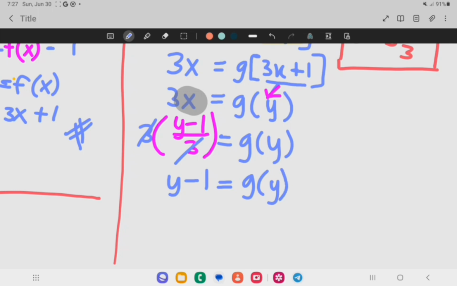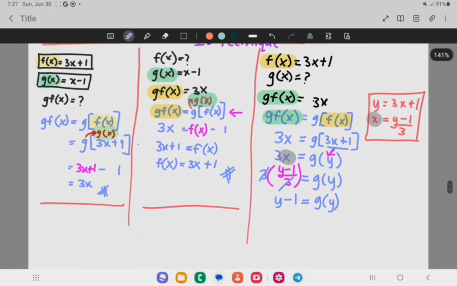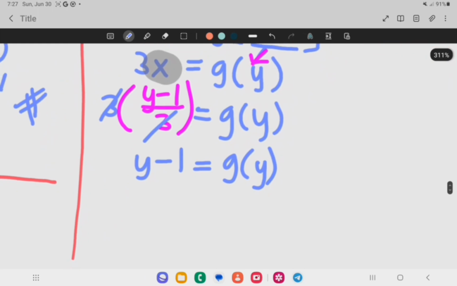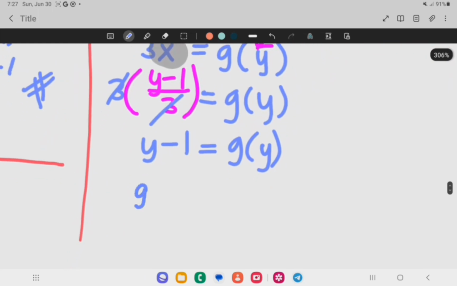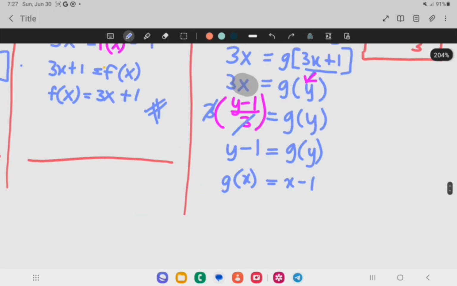So now you got your gy, but are we supposed to find gy? No, we want to find the gx, right? So here you can just simply change the gy as gx. So when you want to change the gy into gx, the y minus 1 also must change into x minus 1.